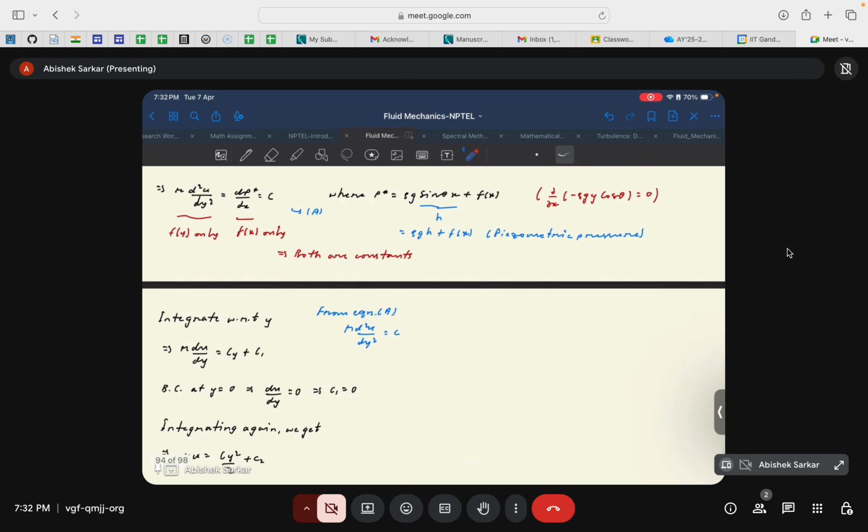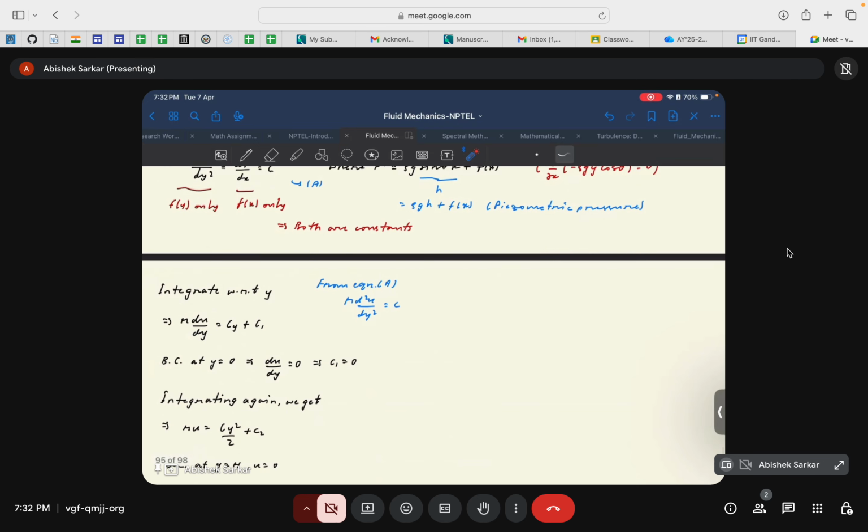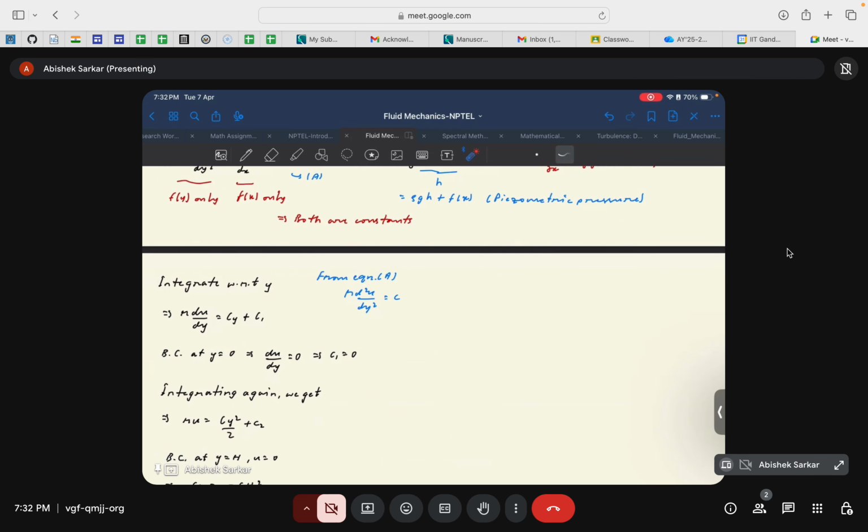So let us name this equation as equation A. Let us first solve the left hand side. Basically, implicitly consider this dp*/dx to be equal to some constant c. So we have mu times d²u/dy² equal to c. If you integrate it with respect to y, you will have mu du/dy equal to c times y plus some arbitrary constant c1.